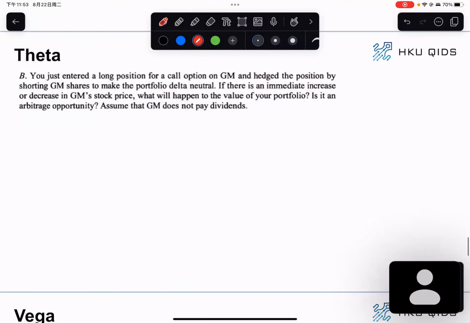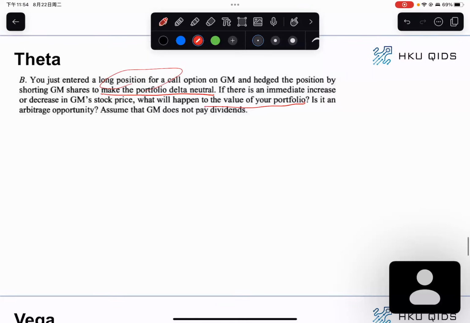So the next one, also about theta. You just enter a long position for a call on GM again and hedge the position by shorting GM shares to make the portfolio delta neutral. So we have the delta hedging. And if there is an immediate increase or sudden decrease in GM's stock price, what will happen to the value of the portfolio? Well, as we mentioned, we have a long position for a call, which means we have what?